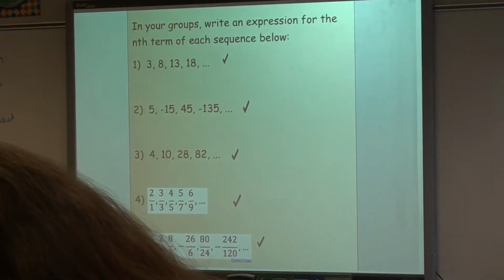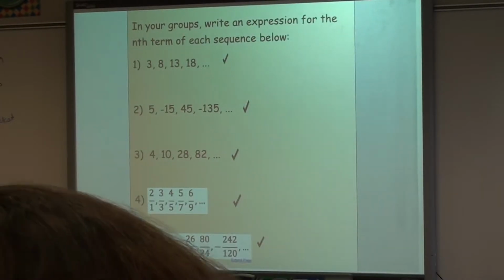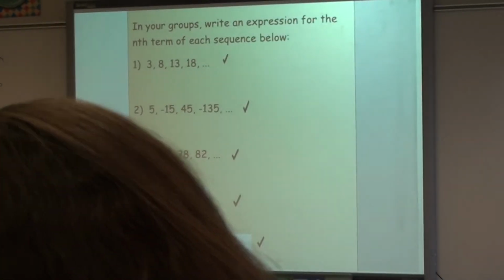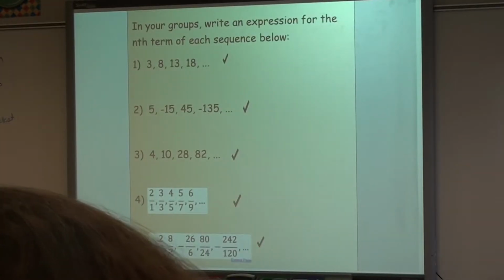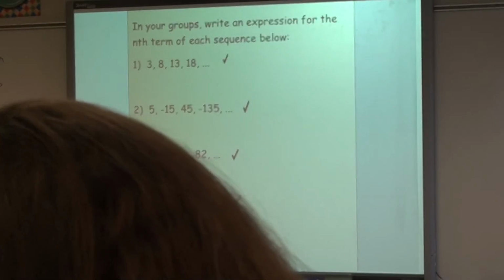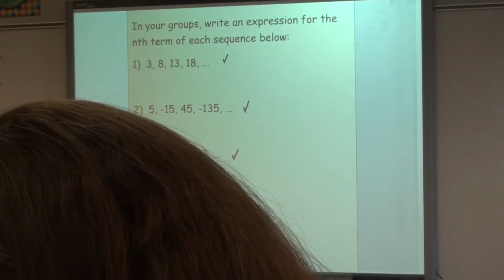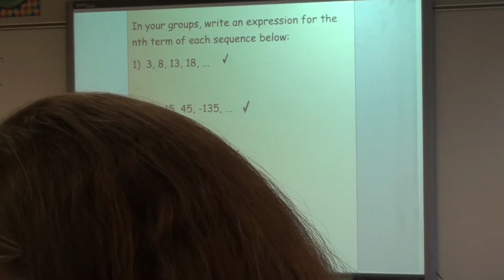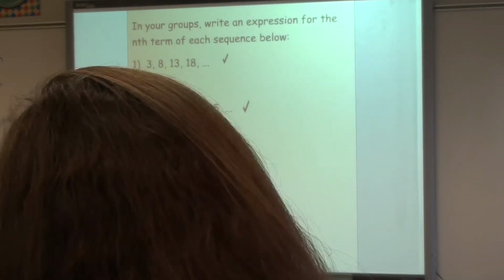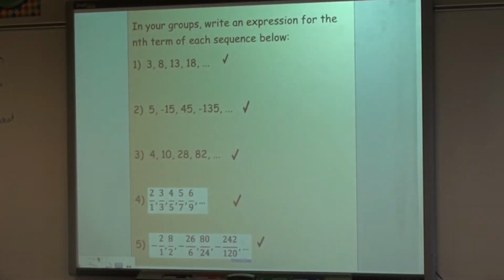Number 2, did you get 5 times negative 3 to the n minus 1? Did you get the first one for number 3? If you're going to add to go from one term to the next, the number you're adding is the number that goes in front of the n, so it's going to be a 5n. And then you have to figure out what you have to add or subtract to get that first term. Got it. Okay, that's easy. Yeah, good. For 3, you're adding the previous one.